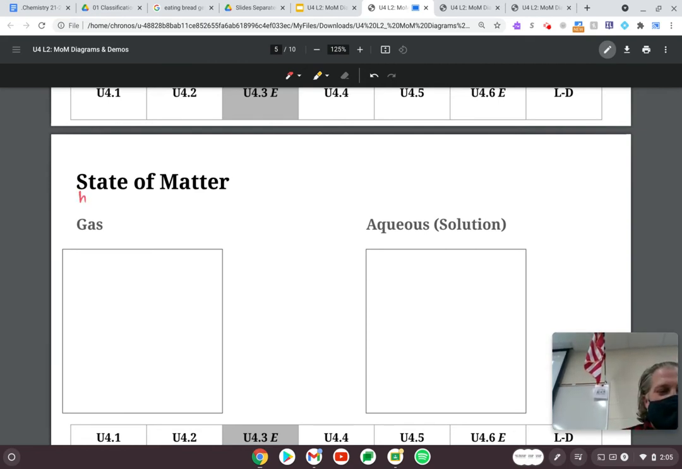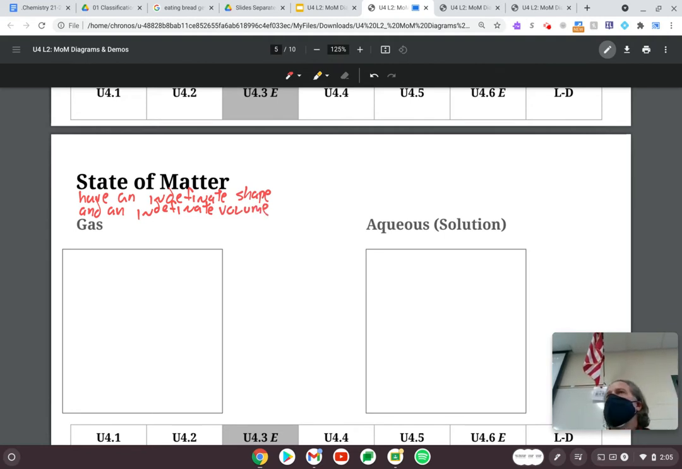Gases have an indefinite shape and indefinite volume. Okay, so an indefinite shape and an indefinite volume. And the gas particles are disorganized and not touching and spread out.